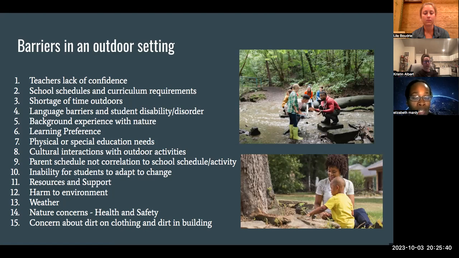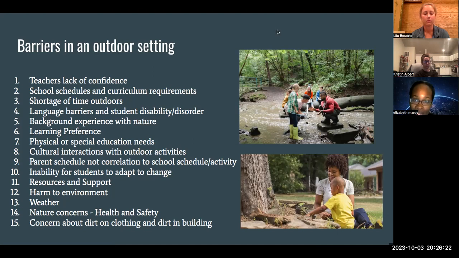And when they don't have much resource and support, they may not be able to educate the students about the environment. And when it comes to harm to the environment, just like what Kristen was saying, some people may not know how to involve themselves in the environment. They might be walking or digging or harming plants and animals, and they may need some type of correction. And weather, like when it's raining outside, such as in Florida, it prevents a good amount of time being outdoors.